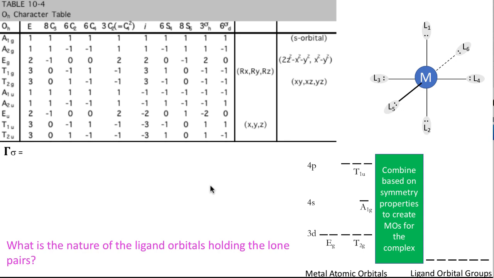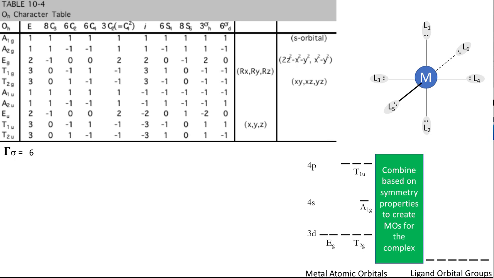So in an octahedral environment, 6 ligands, the E operation will leave all of those sigma donor orbitals unmoved, so they don't translate in space, which means they'll all have 1s for their characters. And so we get a 6 under E for our reducible representation.